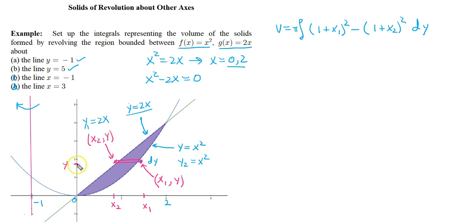Now, what does the y vary from? Well, if we plug 2 and 0 into either of these equations up here, you see you get back 0 and 4. So the y can vary from 0 up to 4. And now we just need to rewrite x1 and x2 in terms of y's, so we can integrate with respect to y.